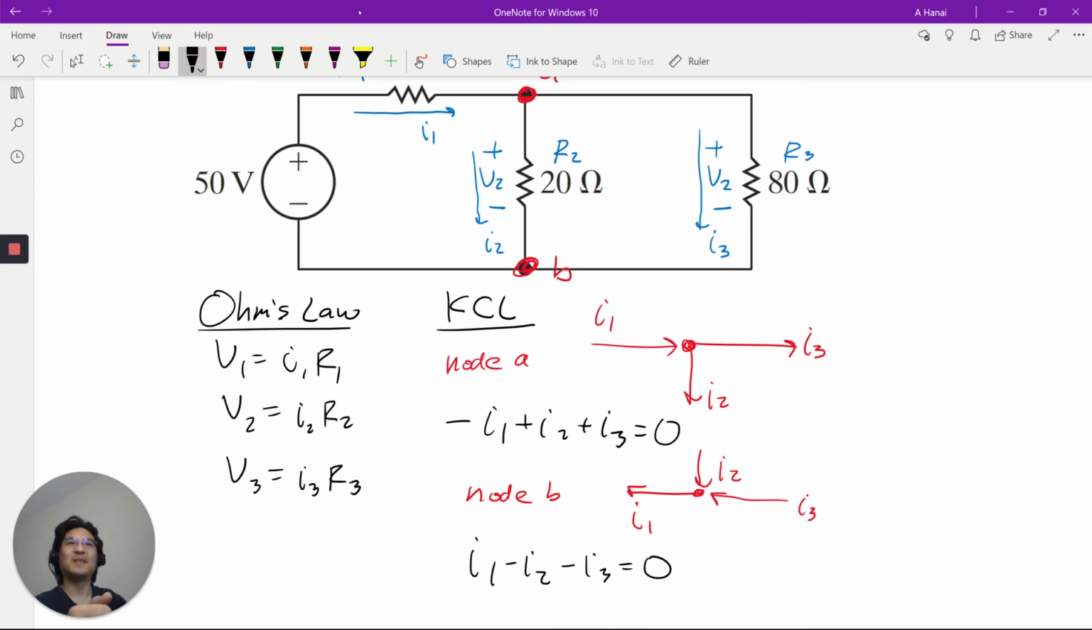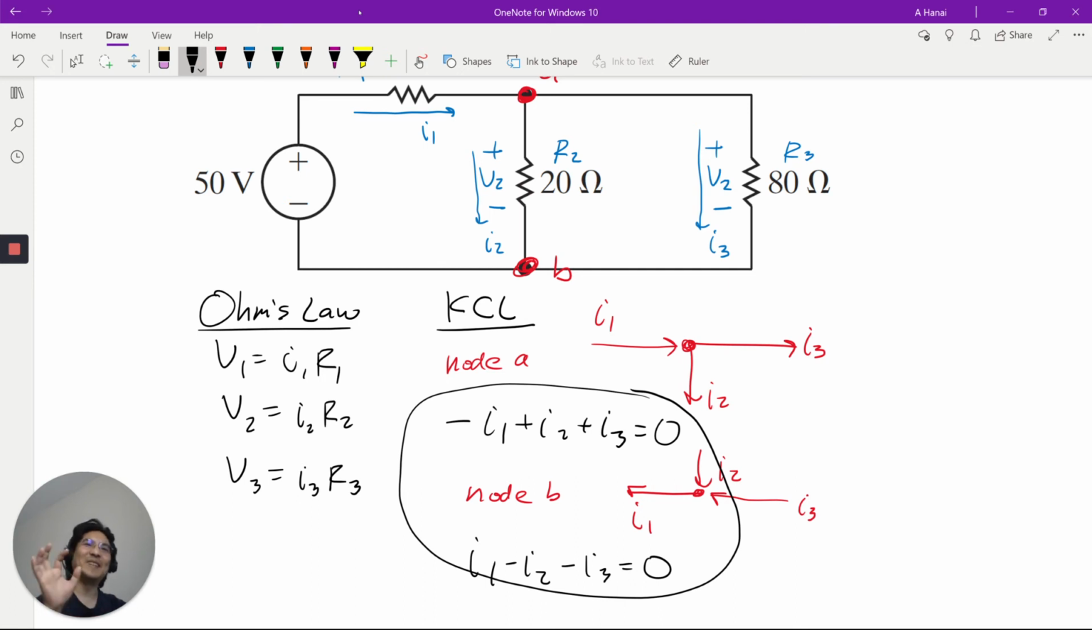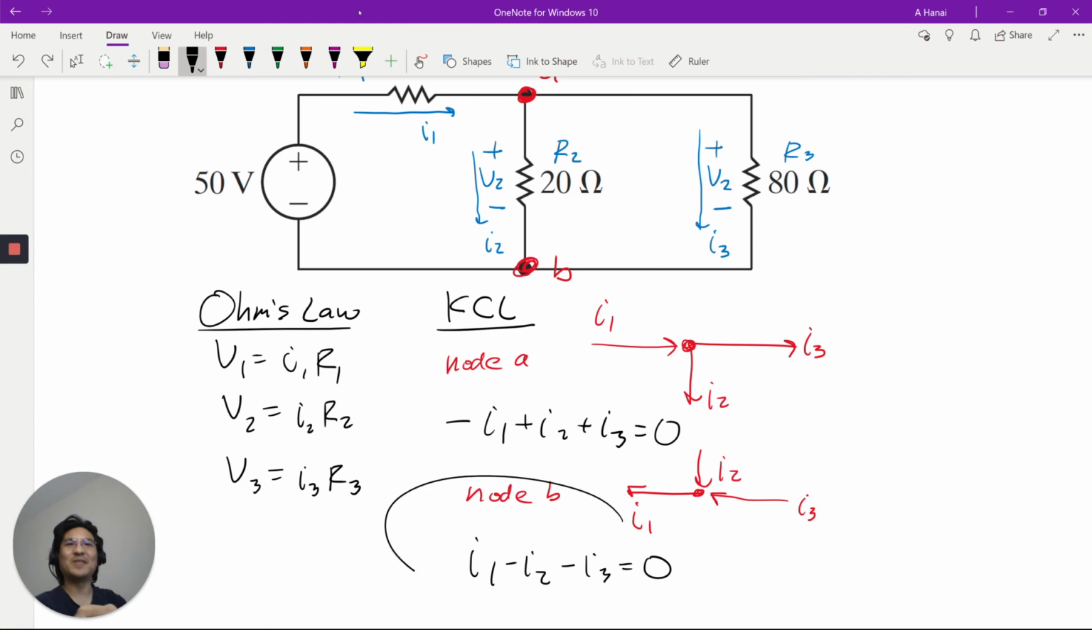Okay, the problem is, look at these two equations. They're dependent, right? So I don't have 5 independent equations. I only have 4 independent equations. So this didn't help me. Right? So that didn't help. I still need one more equation.